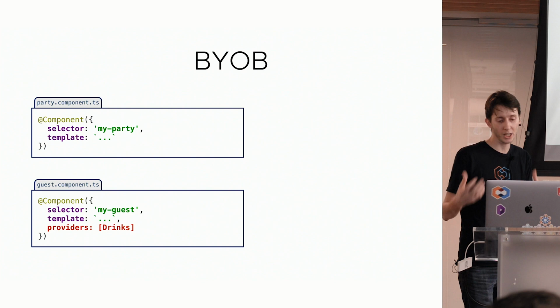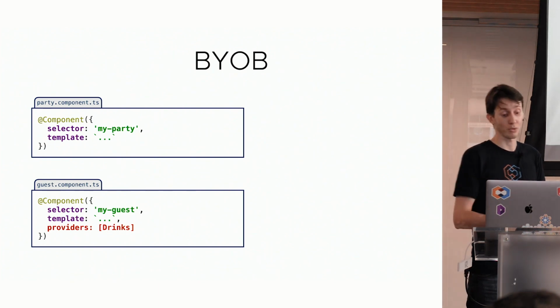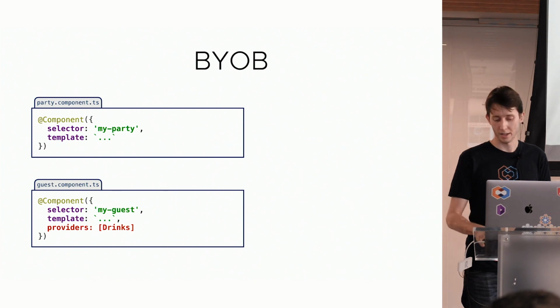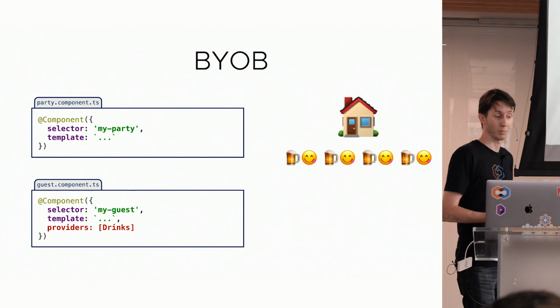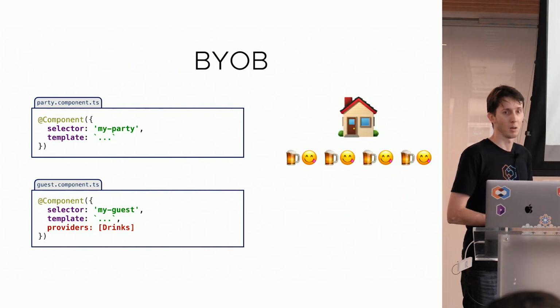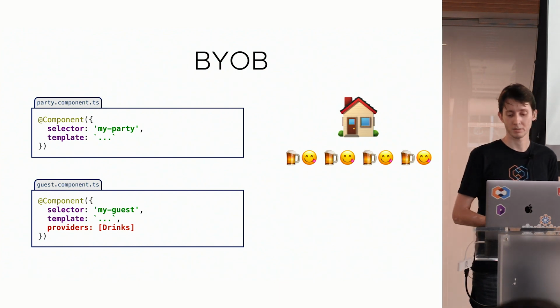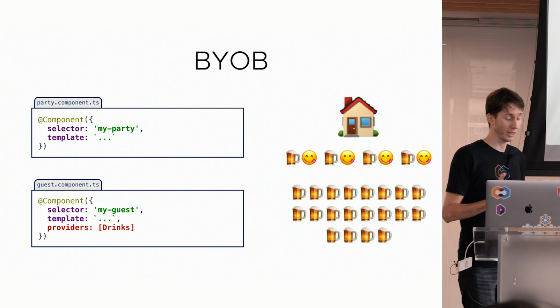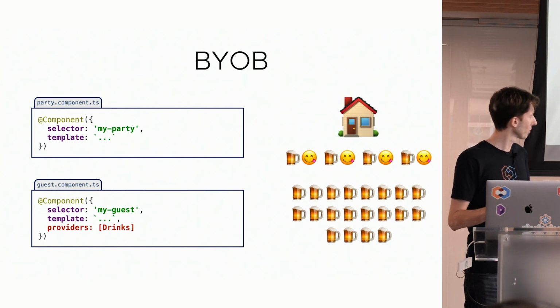Okay, so if each guest provides drinks using the provider's declaration, then it works fine. Everyone will come to the party and have a beer. How many beers do we have left? 20. That's more of my kind of party too, by the way. Sounds like way more fun.